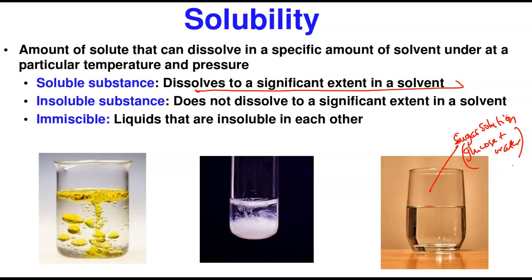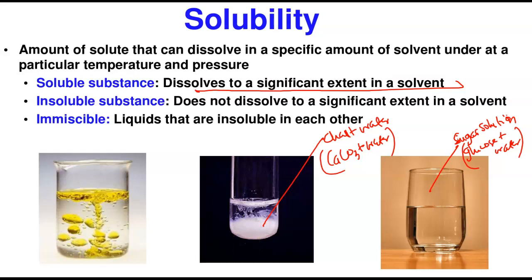There could be some dissolution, but it is not perfect. A good example is chalk water, or calcium carbonate plus water. Remember when we did the solubility rules, carbonates are usually insoluble. So it will only form a kind of suspension. It doesn't dissolve completely because it is insoluble in water.